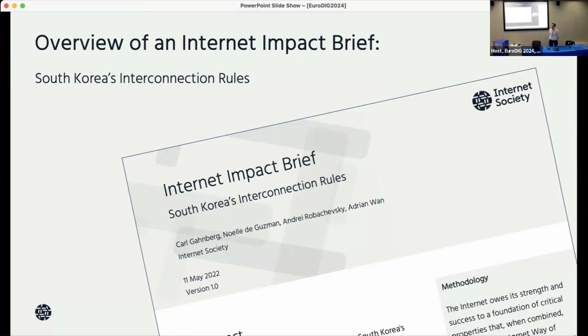Yes and no. One way that we're encouraging people to use this is that if they use our toolkit and write up one of these internet impact briefs, they can submit it to us and we will review it and publish it on our website. And that's, again, an attempt at spreading the knowledge about different policies and their impact. So we're striving to create that repository, and we really encourage other organizations than ISOC to produce these.